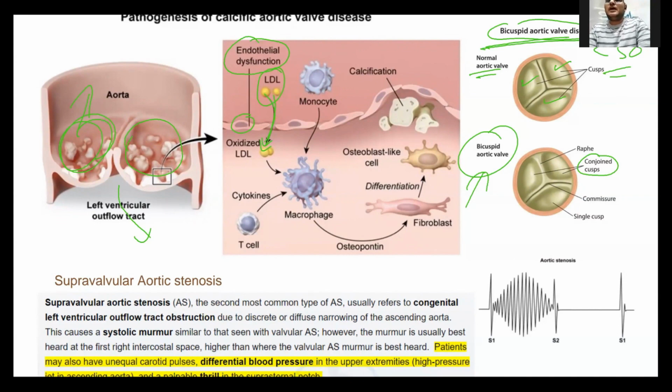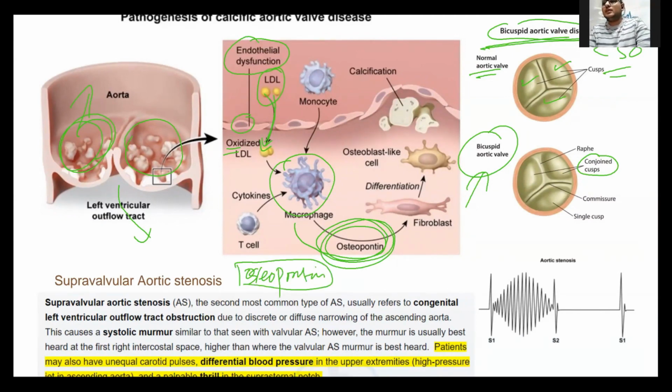LDL will be oxidized, and when there is oxidation, it will activate macrophages, and macrophages will release a very important compound, which is osteopontin. Osteopontin is a very important compound or regulator that will convert the fibroblasts, which are simple, into osteoblast-like cells. So osteoblast starts calcification. I repeat one by one.